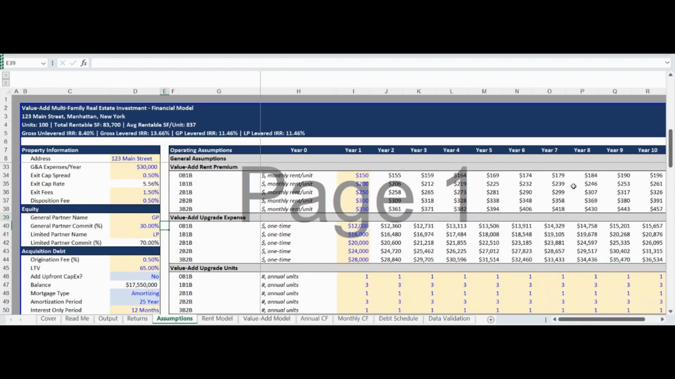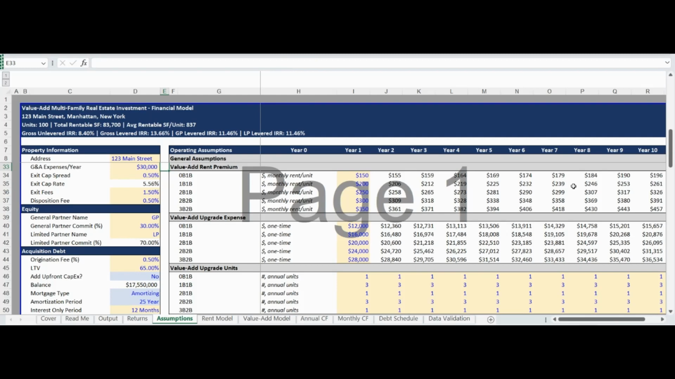Next up, we will enter the value-add investment and renovation assumptions. In real estate investing, value-add is generally defined as the ability to increase an asset's cash flow through capital investments, such as renovations, rebranding, or generating other operating efficiencies. The first value-add assumption is the forecasted rent premium.